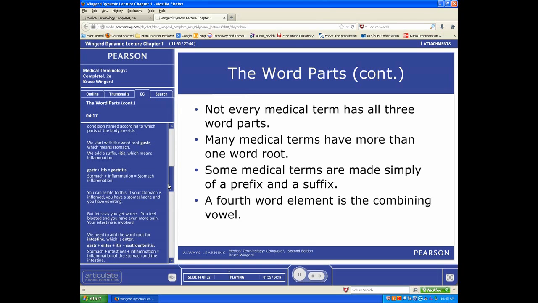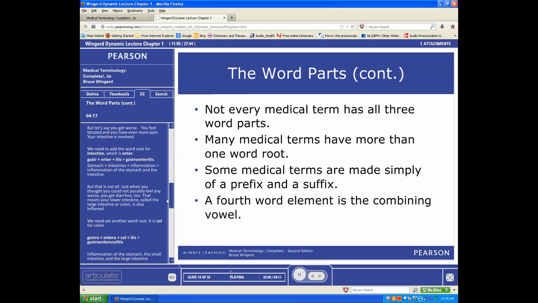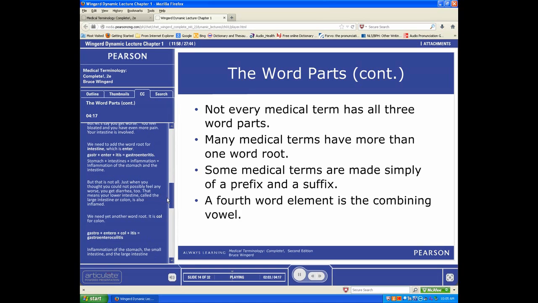But that's not all. Just when you thought you could not possibly feel any worse, you get diarrhea too. That means your lower intestine, called the large intestine or colon, is also inflamed. We need yet another word root. It is col for colon. Gastro plus entero plus col plus itis equals gastroenterocolitis. Inflammation of the stomach, the small intestine, and the large intestine. You have vomiting, bloating, pain, and diarrhea. Thank goodness gastroenterocolitis usually only lasts about 48 hours.